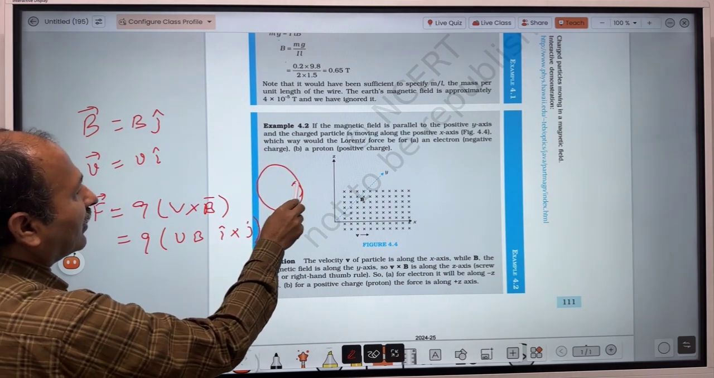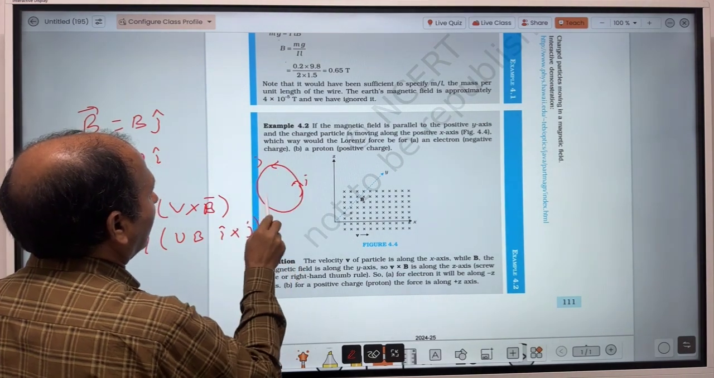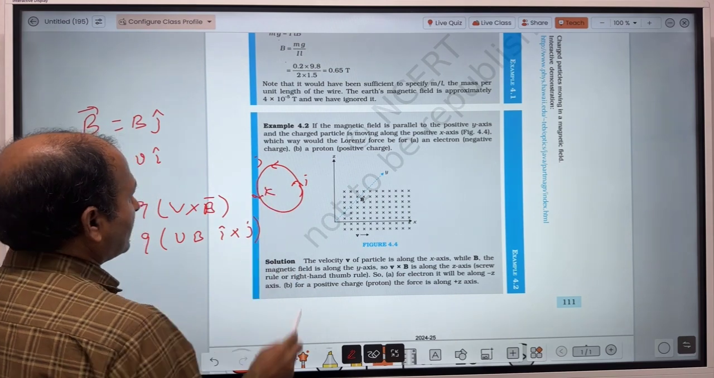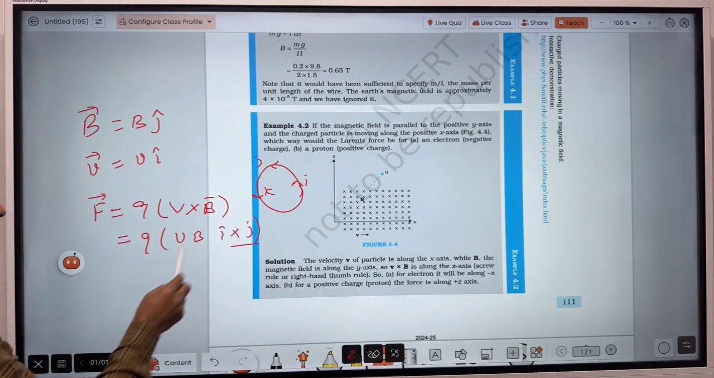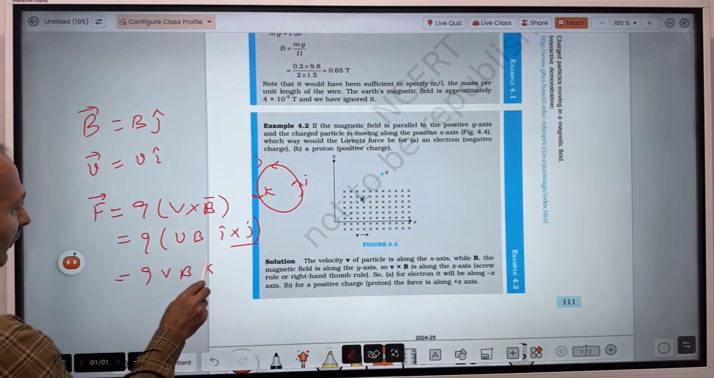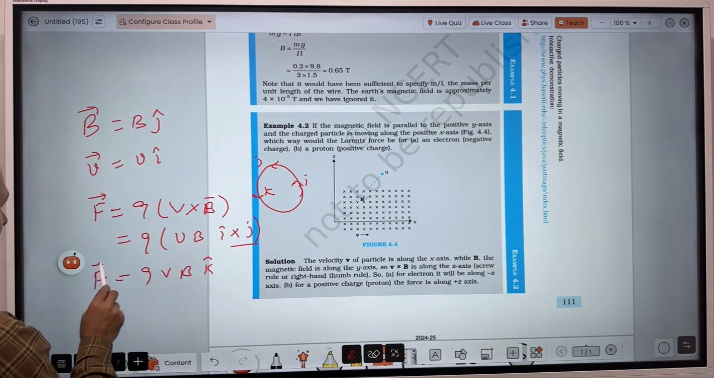Because if you write i, j, k, you will get the next one. So here i cross j means you are going to get k cap. So q v B k cap. This is the direction of force.